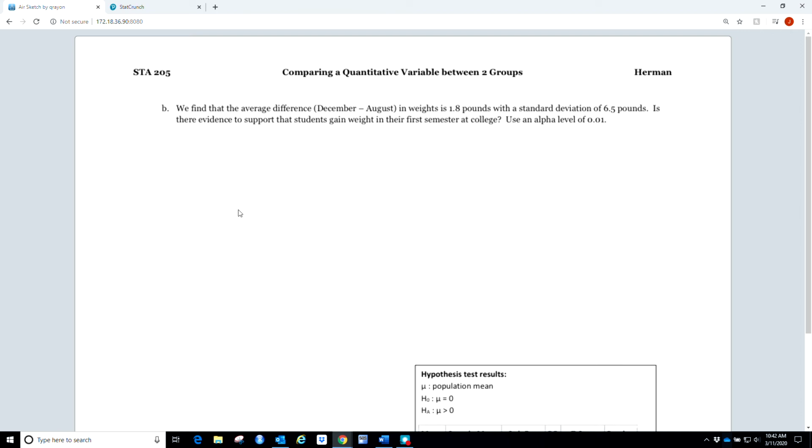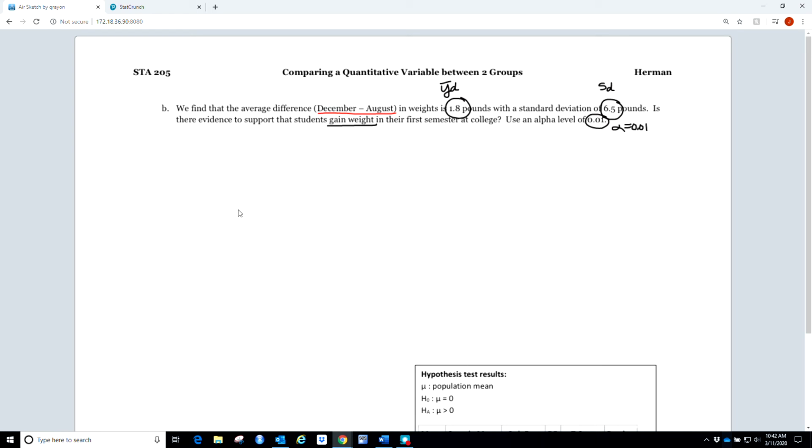So important things that are given to me here. First, this order of subtraction is going to be needed. We're also given some key numbers. So this 1.8, this is our sample mean difference. So that's going to be our y bar sub d. And then we're given this 6.5, which is our standard deviation of the sample, but more specifically, the standard deviation of the sample differences. We want to see if there's evidence that students gain weight in their first semester, and we're given our alpha of 0.01.